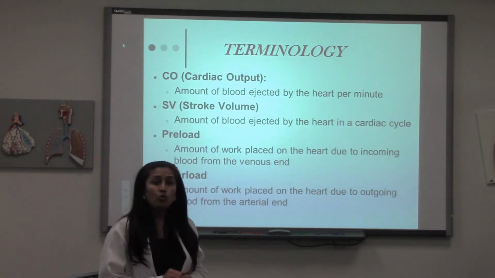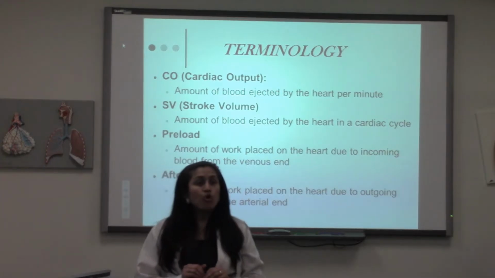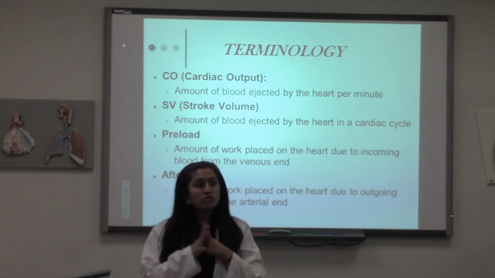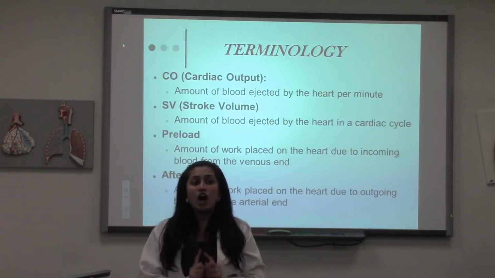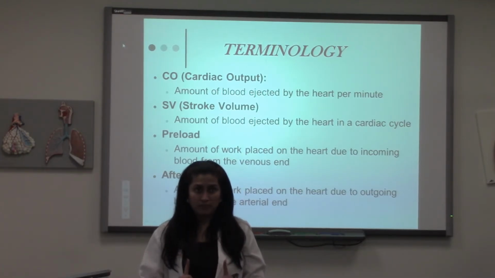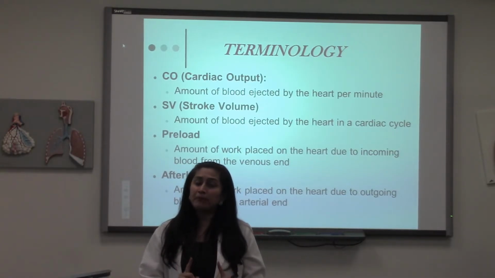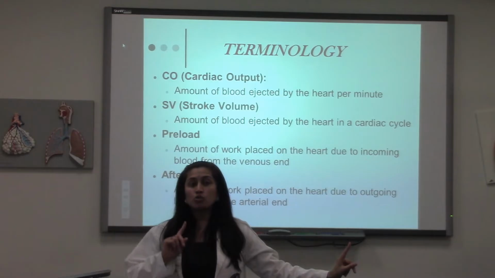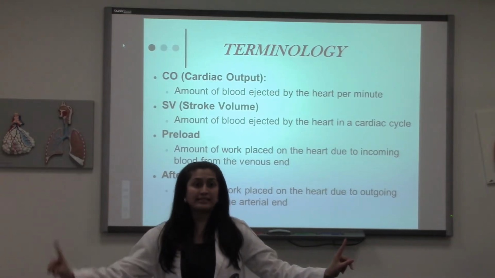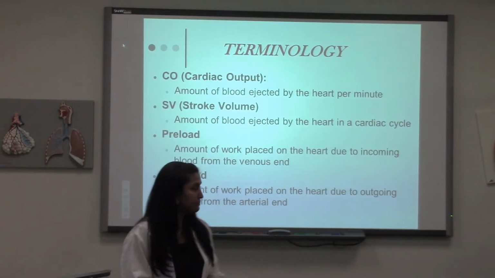Next one is stroke volume. Stroke volume is the amount of blood your heart is ejecting in one cardiac cycle. So, stroke volume: the amount of blood your heart is ejecting in one cardiac cycle. Cardiac output is per minute, stroke volume is per cardiac cycle. Okay? Any questions?